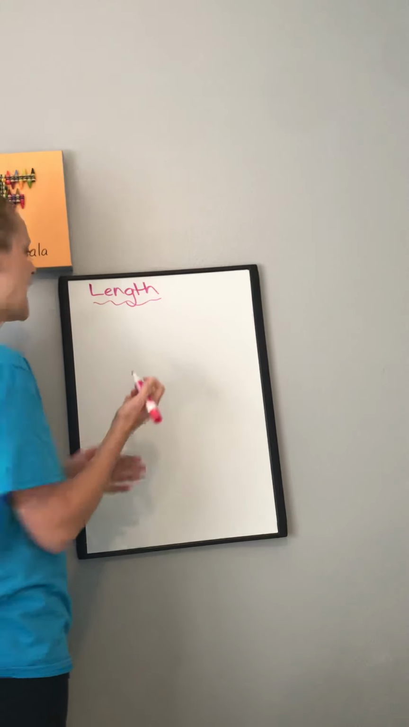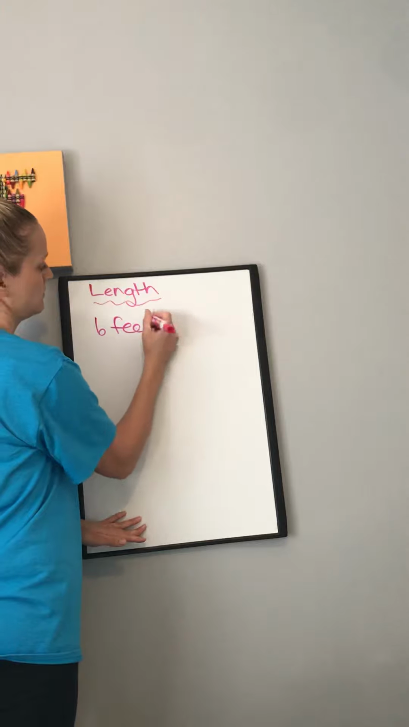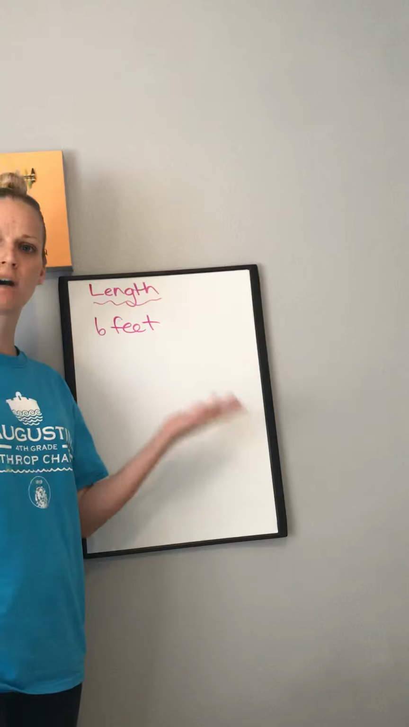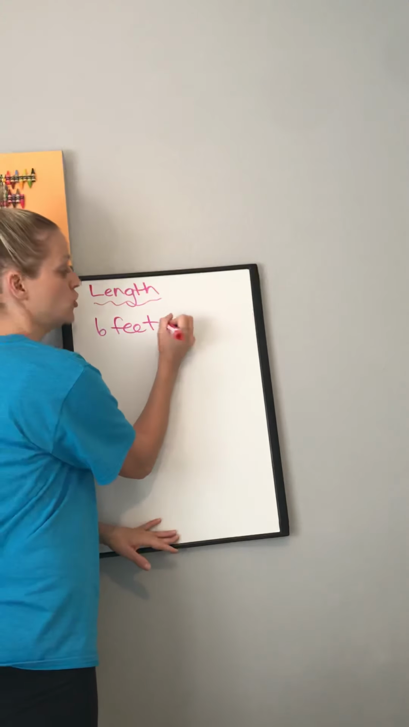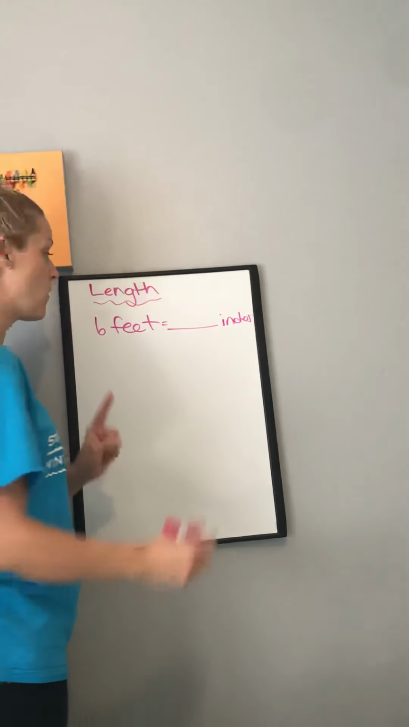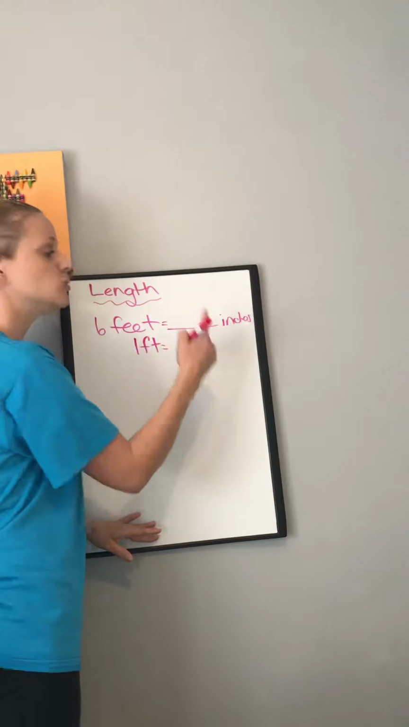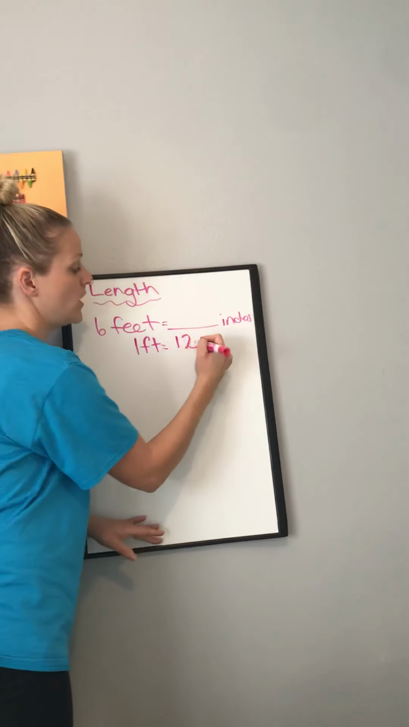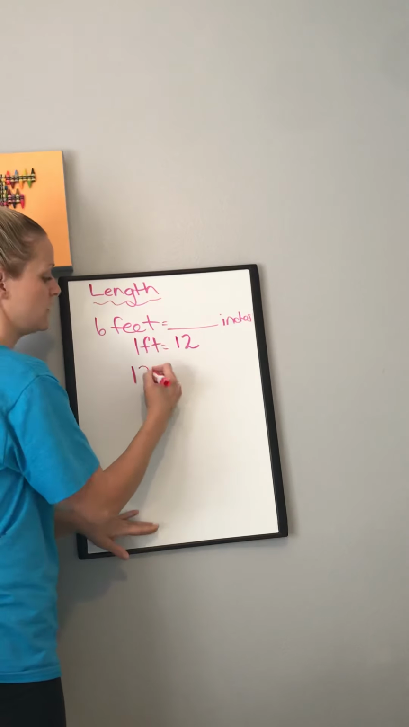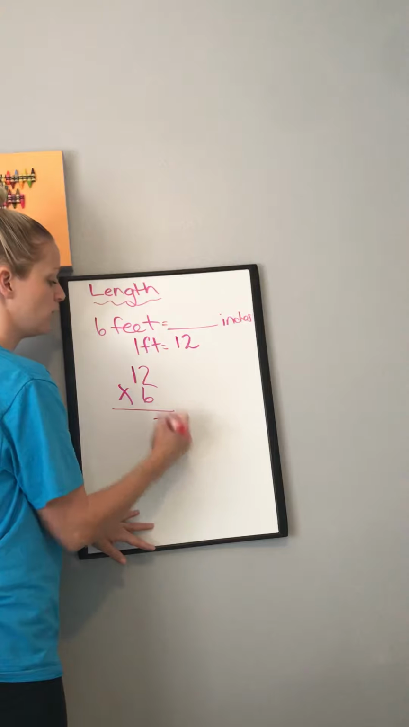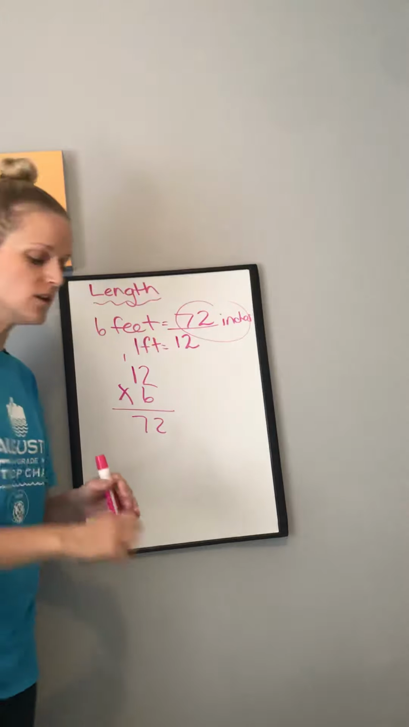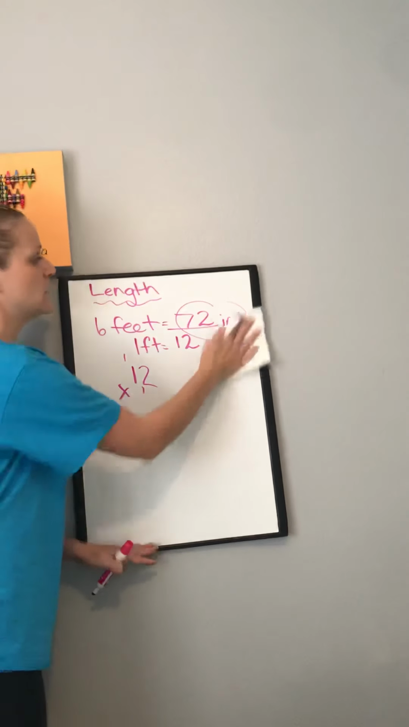So, for example, if I had 6 feet of fabric, and I want to know how many inches of fabric do I have? Well, I have to change my feet to inches. Remember the first step, write down what you already know. I know 1 foot is equal to how many inches? 12. Now to figure out how many inches are in 6 feet, I need to multiply 12 times 6 to give me my answer of 72 inches. Okay? So another example of converting customary units.